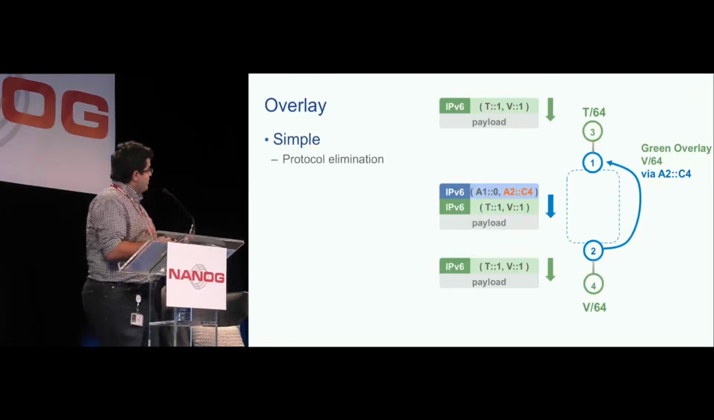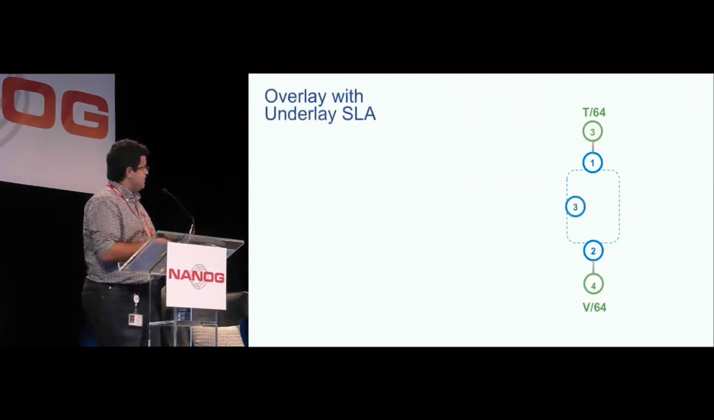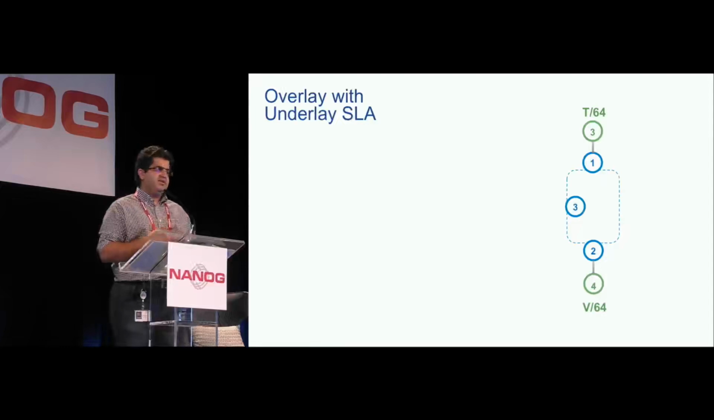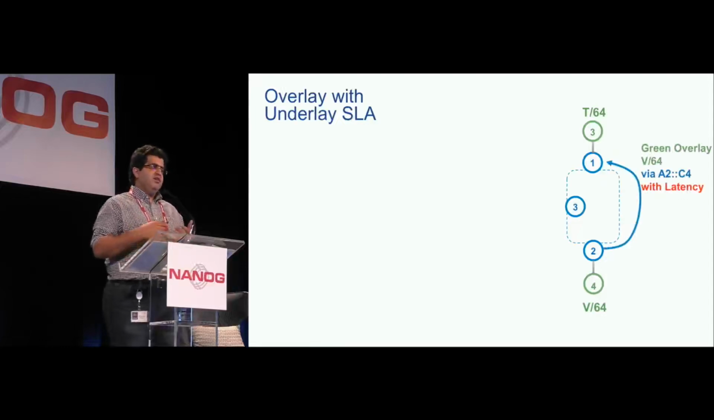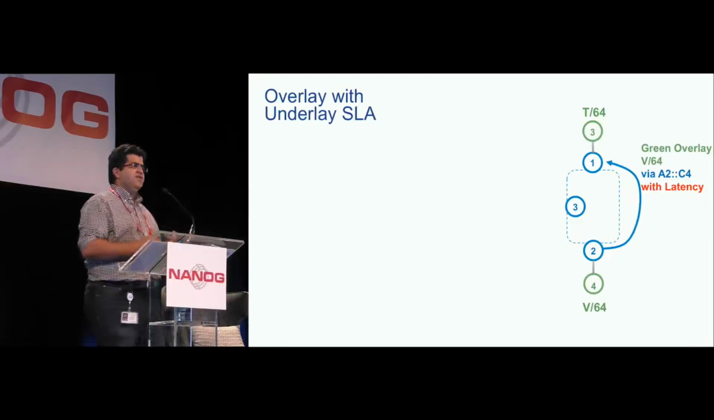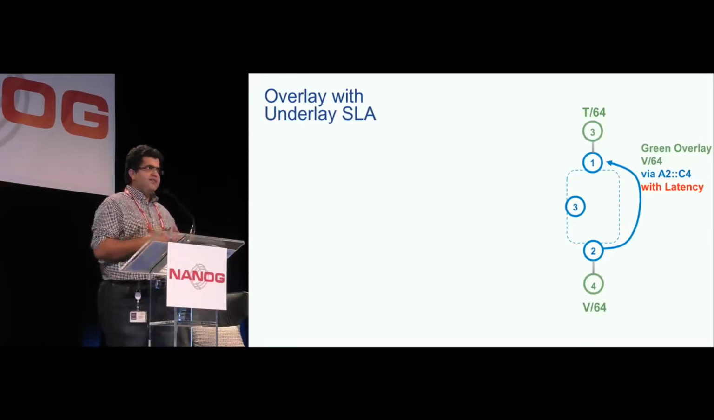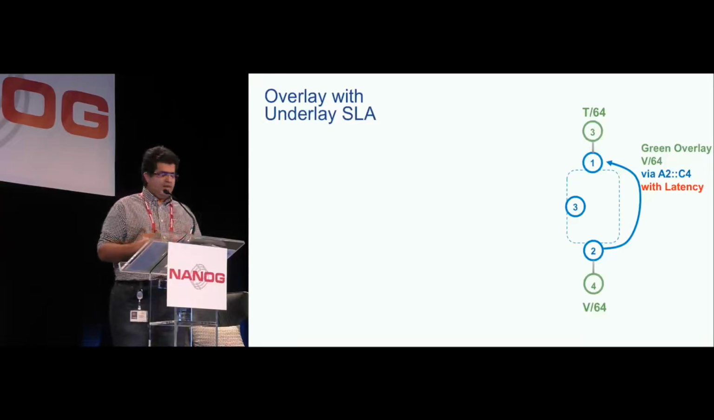Let's touch on another use case, which is overlay with underlay SLA. In this particular case, now you have an SLA where a route, a green tenant, needs to be reached with low latency. So what do we do? If you follow segment routing, this is nothing different than a TE solution, an ODN solution, which we have shipped with SR-MPLS. We advertise the BGP route with the SLA.